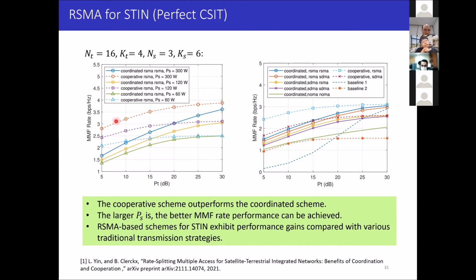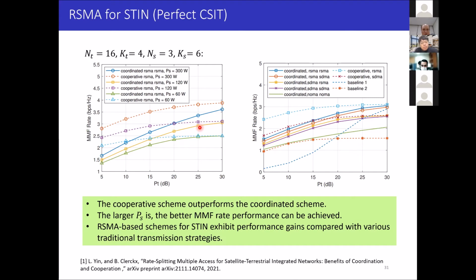And so what you see here is that as you increase the power of the satellite, the performance increases. That's the same here, whether you have coordinated or cooperative. As you go up here, you increase the satellite power, so the minimum rate is increased. As you increase the power of the terrestrial base station, you also have an increase in the rate. And you see that at some point, for a given satellite power, for instance 120 watts, we have those 2 curves here, the purple and the yellow.